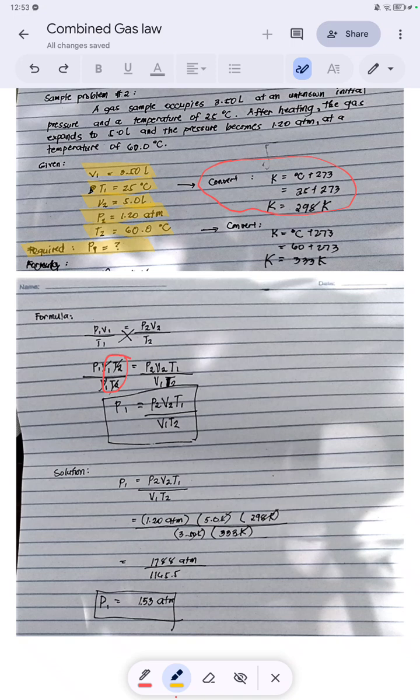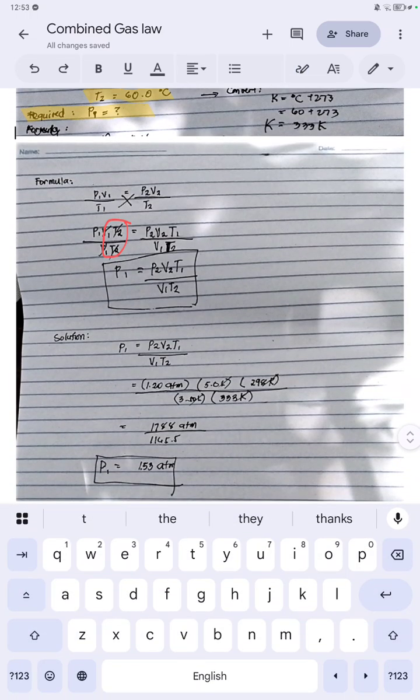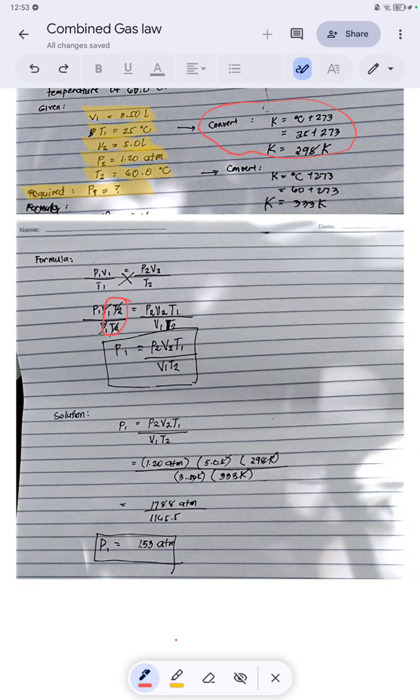Again, whatever you do on the left side, you must also do on the right side of the equation. So, over V1 T2. What is our formula in finding P1, the initial pressure? P1 equals P2 V2 T1 over V1 T2. This is the formula we will use to find the initial pressure.